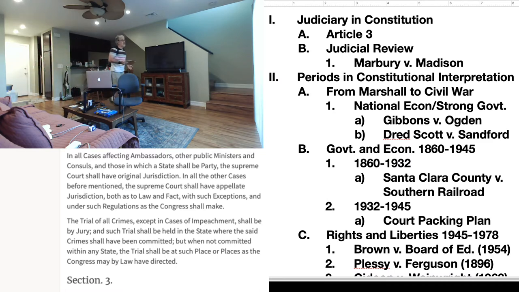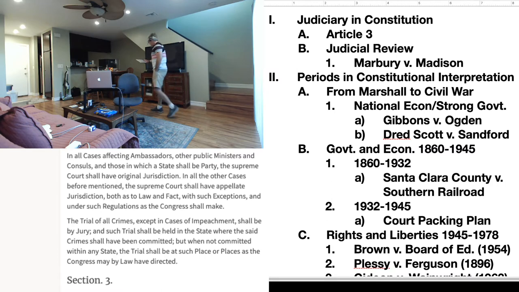Let's take another example. Let's say Texas sued the federal government over immigration. They said immigration is costing us too much money. The federal government is not doing its job. We're suing you. The Supreme Court will be the first to hear the case. This is known as original jurisdiction. Okay?